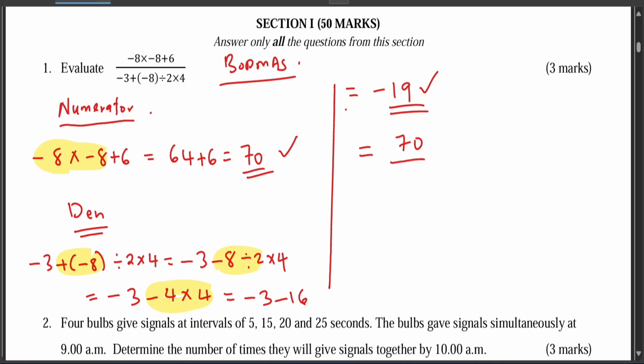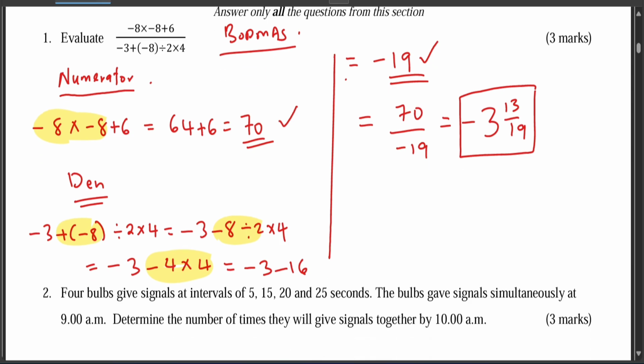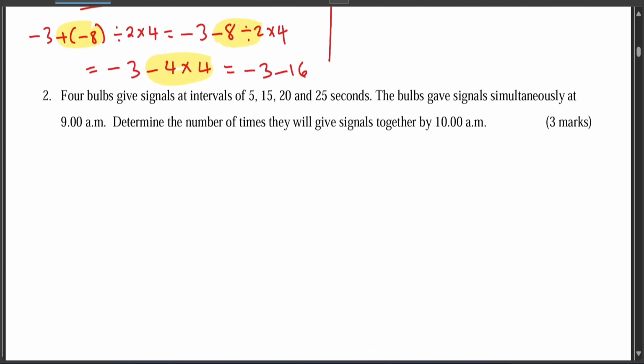So 70 over -19. So 19 inaingia kwa 70 mara ngapi? Hiyo ndo wajiuliza. So inaingia mara 3, but remember it's negative. Positive divided by negative is negative. So -3, remainder 13 over 19. So this is your answer. Okay, let's go to question 2.